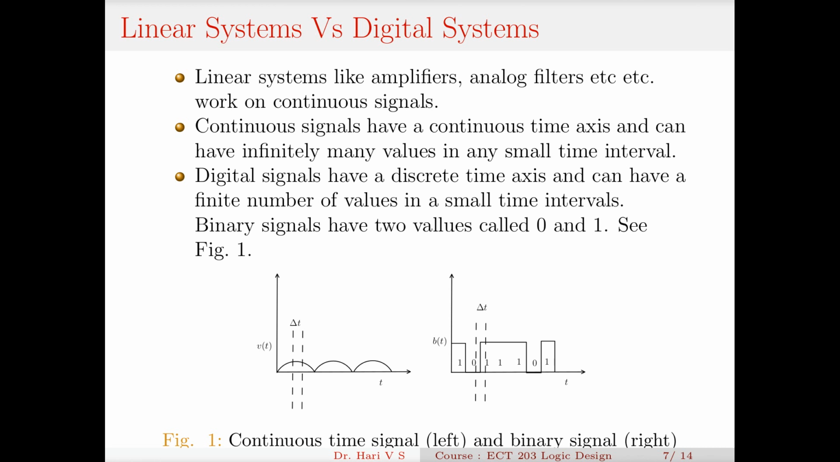So digital signals have a discrete time axis and can have a finite number of values in small time intervals. So here these are zeros and 1s, so this is a binary signal, and the other is a continuous time signal. Those systems operating on these digital signals are called digital systems.